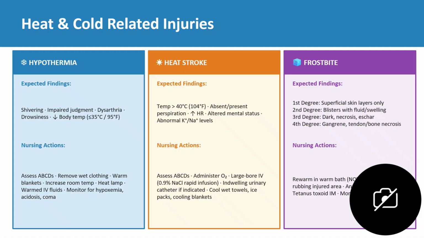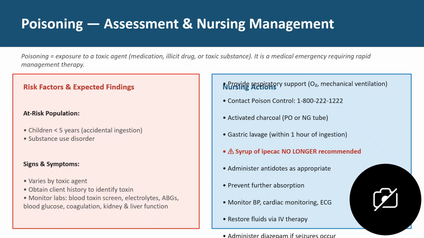We rewarm affected areas in a warm, not hot, water bath. Avoid rubbing the injured areas. Never ever rub the injured area. Administer analgesics and tetanus toxoid vaccine, and closely monitor the circulation. So next is poisoning assessment and the nursing management for poisoning.